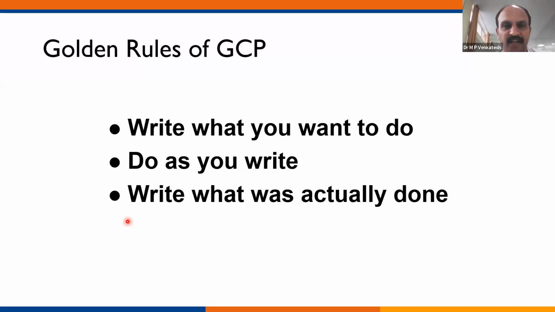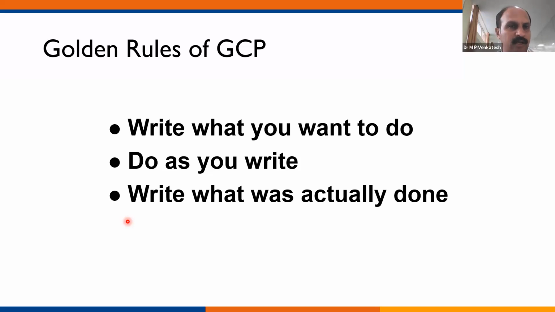But is it possible every time? It may not be possible to do things exactly as written, and sometimes there are certain deviations. So what you do is write what was actually done. For example, you should have taken a blood sample at 11:30 a.m., but you took the sample at 11:32 a.m. So write that the sample was collected at 11:32 a.m. Don't write 11:30, because those 2 minutes will have a lot of consequences for the drug, for the metabolism or anything you talk of. 2 minutes is a very important time.